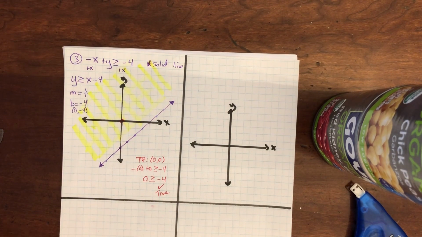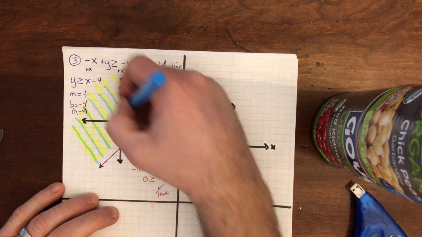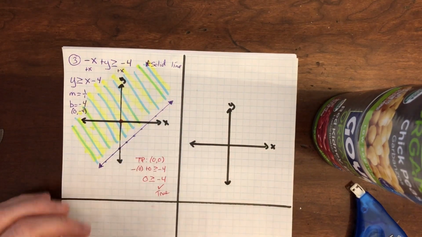All right, hopefully you can see that yellow highlighter. I think you should be able to. If not, I'll just use blue from now on. You can see we're gonna shade everywhere above our line, okay? All right.